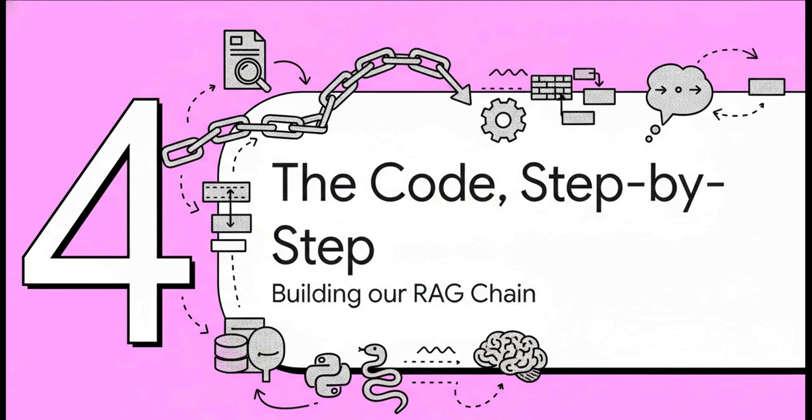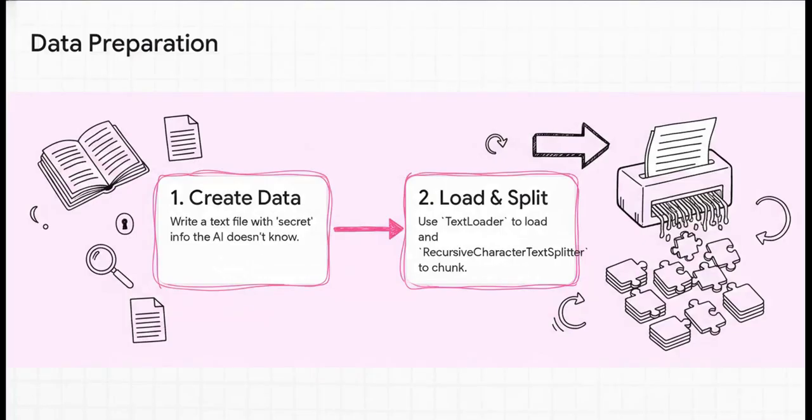We're going to build what's called a RAG chain, basically connecting all the parts we've been talking about step by step. First things first, we need a textbook for our AI to read, so we'll just create a simple text file with some secret info that the AI couldn't possibly know. Then we use a text loader to load that file, and this part's important, we use something called a recursive character text splitter to break it up into smaller chunks. We do this because you can't just feed a whole book to an AI at once. Smaller focused chunks work way better.